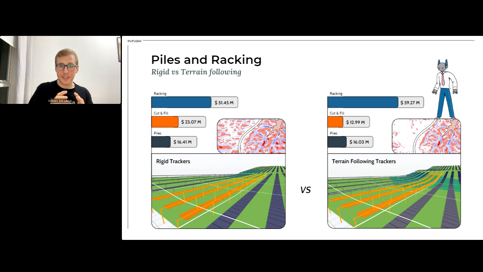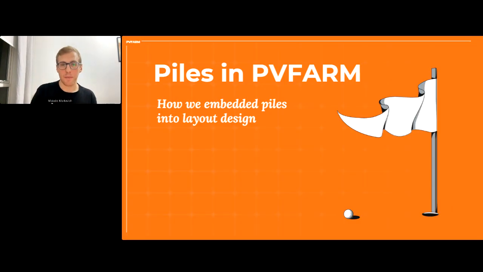Okay, so that's about the factors that shape the pile design, right? Now we go to the next section, where we will talk about piles in PV farm and how we actually build it. We're going to talk a little bit more about the principles we tried to follow and took into account while developing the piles in PV farm. And those principles will basically touch gradient as well, and some other components very related to piles.